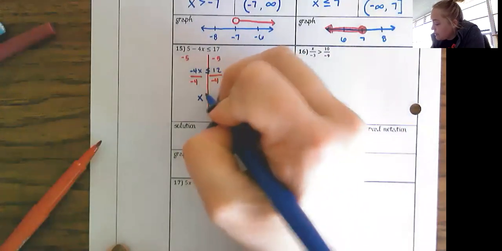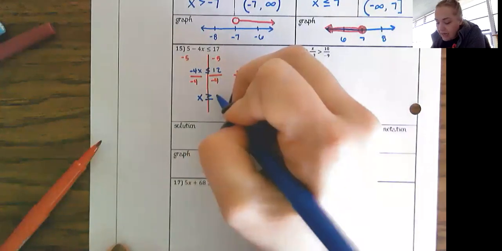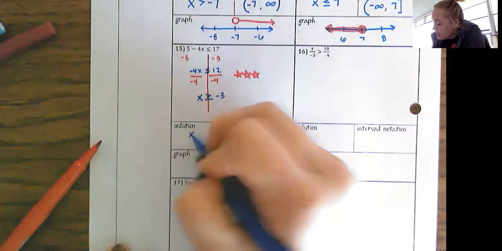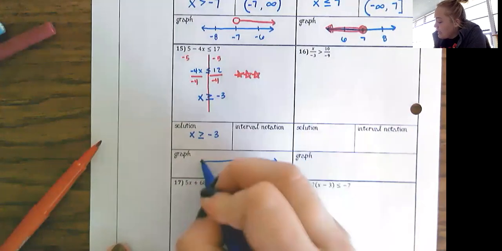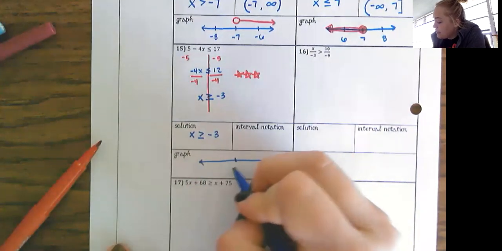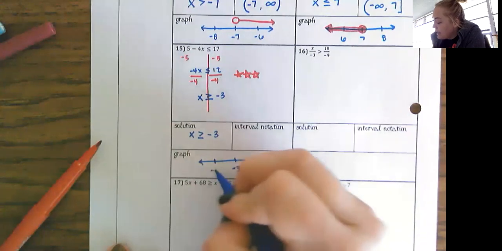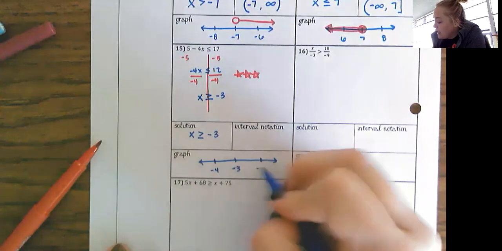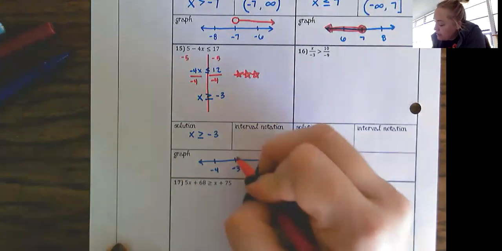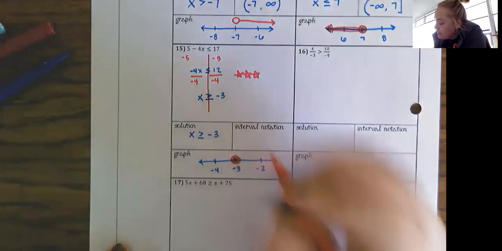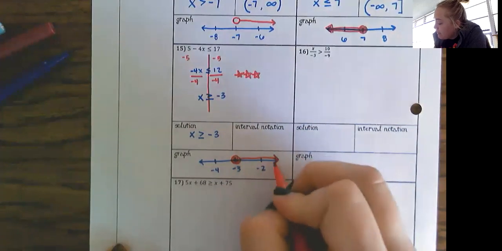It's going to be greater than or equal to -3. So x is greater than or equal to -3. I put my graph with my line having -3 in the middle. Colder than that would be -4, and then -2 would be up above it. Greater than or equal to -3, I need a closed circle at -3, and I'm shading everything above that.